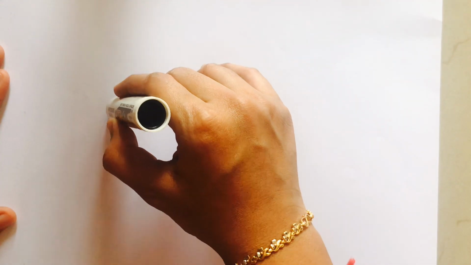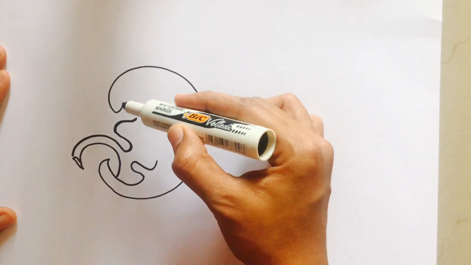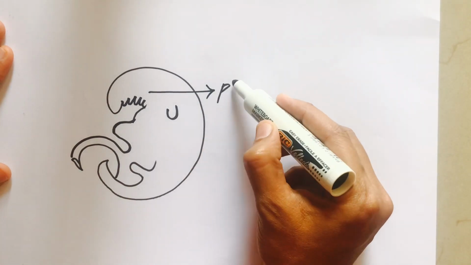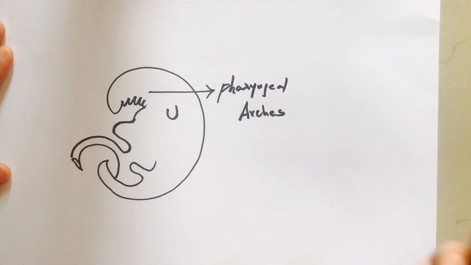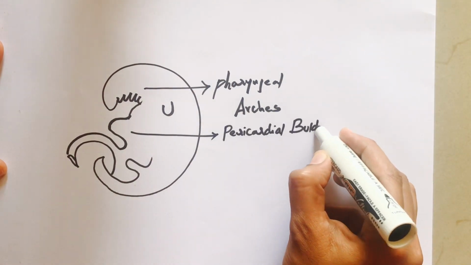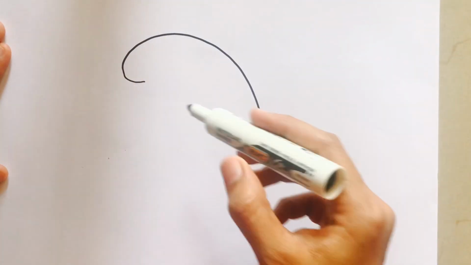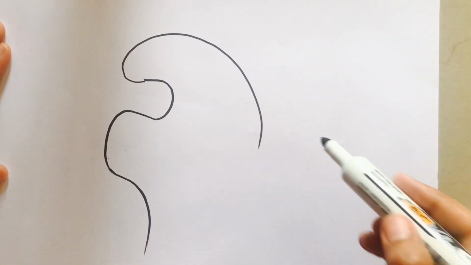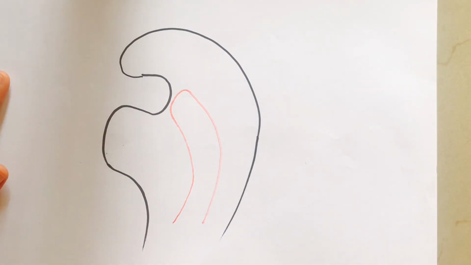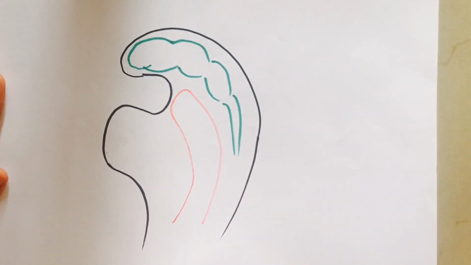So after the formation of the head fold, there are two prominent bulges seen on the ventral aspect of the embryo, that is the developing brain and the pericardium. These two bulges are separated by a depression called stomodeum. And here you can see the floor of the stomodeum is formed by the buccopharyngeal membrane, which separates it from the foregut.